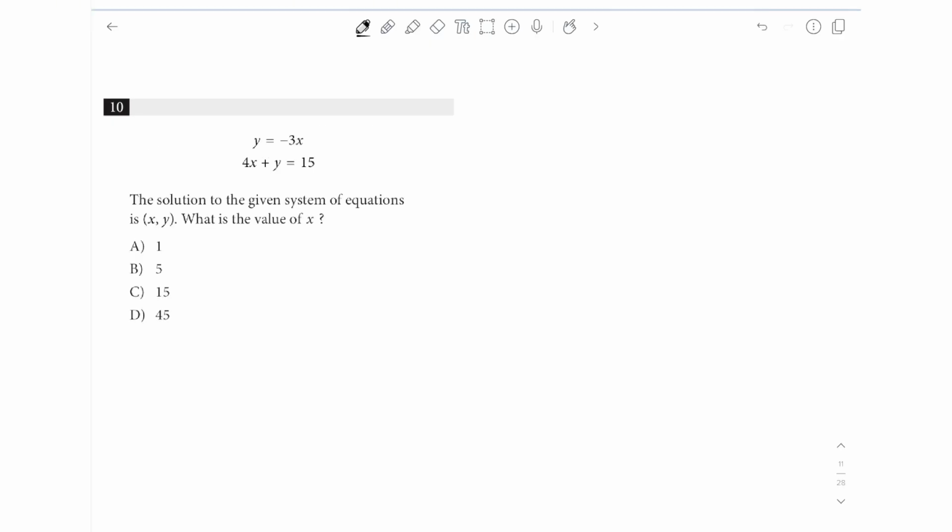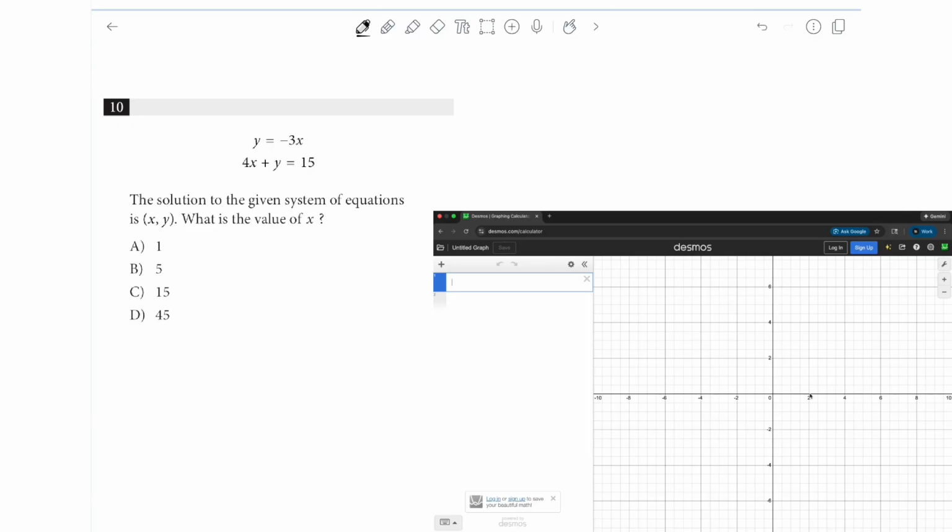Question number 10, we can just simply pop this into Desmos, and we just need to find the point where these two intersect. Anyways, let's plug this equation into Desmos super quick. Y is equal to negative 3x. Now we have to plug in our second equation, which is 4x plus y is equal to 15.